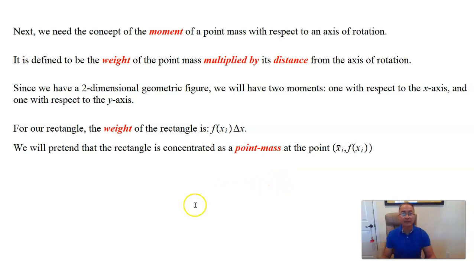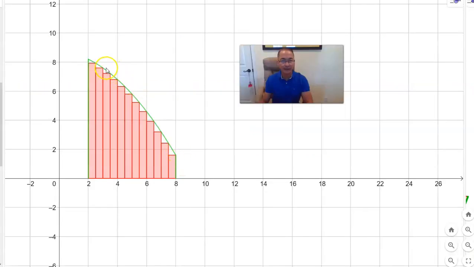Okay, we're going to go back to GeoGebra so that you can see what's happening to these rectangles. All right, so here is our region and our rectangles. How many do we have? 3, 4, 5, 6, 7, 9. We got 12 subrectangles. And we are going to pretend that each of these subrectangles is squished to a single point.